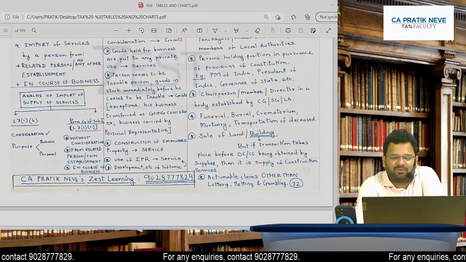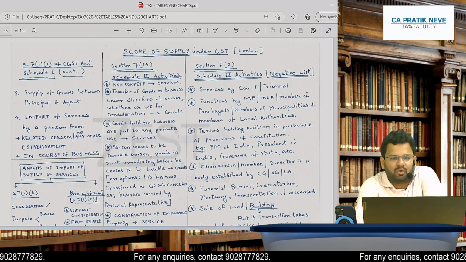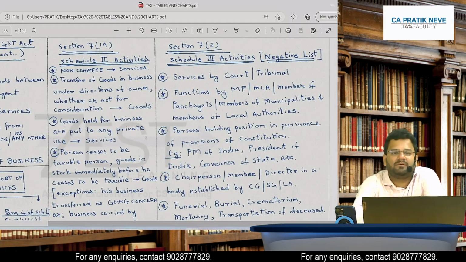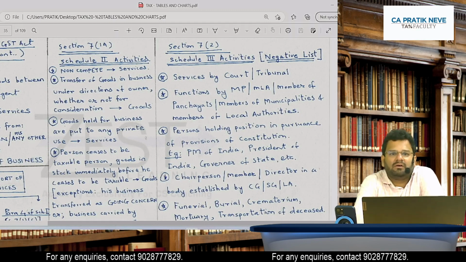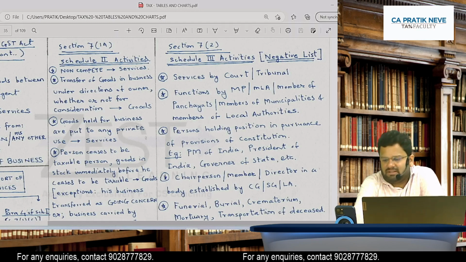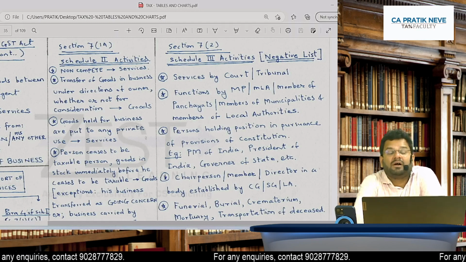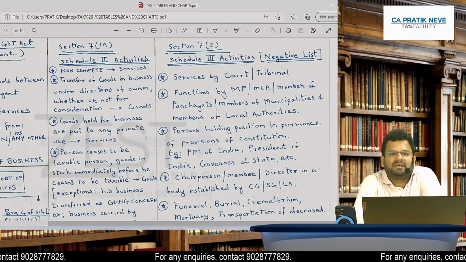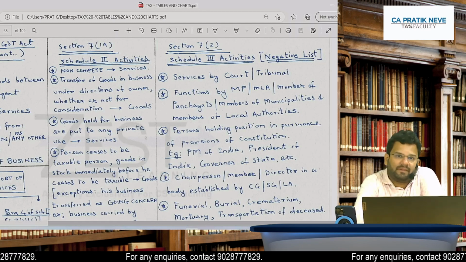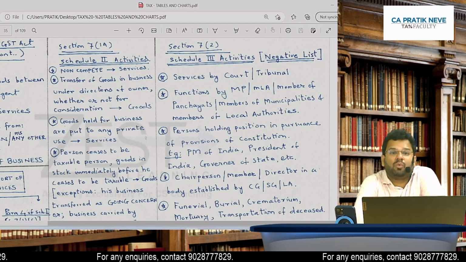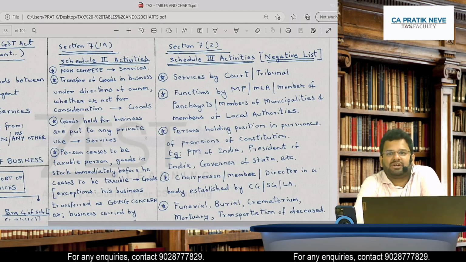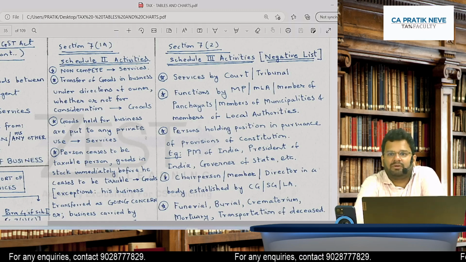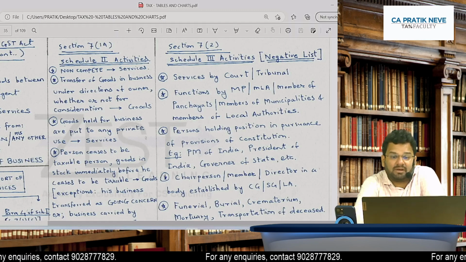Section 7 subsection 1. So quickly tell me how many clauses are in section 7 subsection 1? Total A, B, C. 3 clauses. Wonderful. C clause is referring to which schedule? C clause is referring to schedule 1. How many activities in schedule 1? 4 activities in schedule 1. Wonderful, wonderful. So this is the way in which you have to understand this section 7.